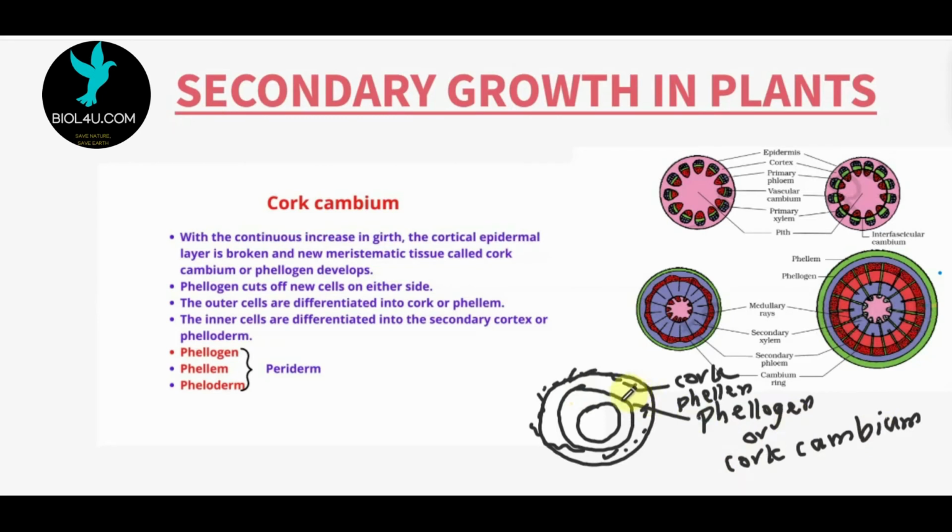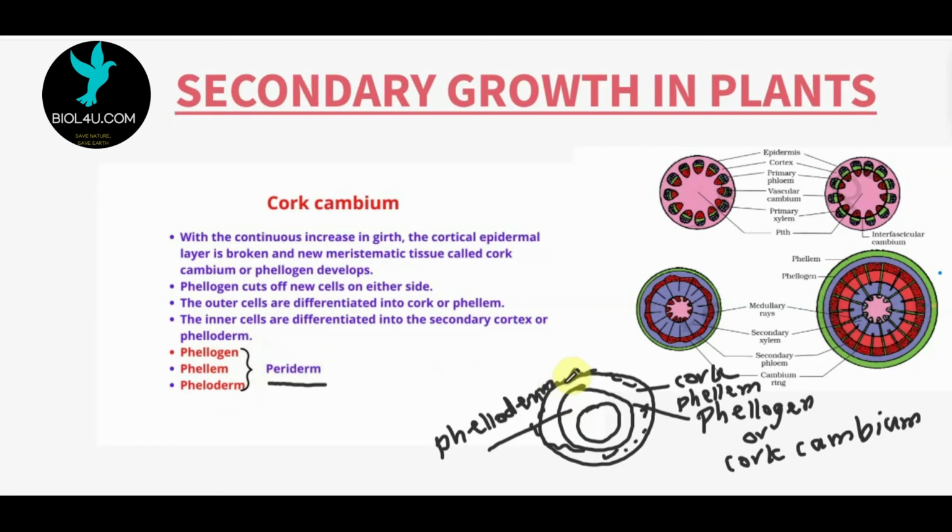This cork cambium produces new cells outside that become phellem, or cork, and new cells are produced inside. Some of the cells produced inside are differentiated into phelloderm. So inside it is producing the phelloderm, or the secondary cortex. So remember, this phellogen produces outside cork or phellem, and inside phelloderm or the secondary cortex. So the phellogen is the meristematic tissue that produces phellem outside and phelloderm inside, and all these three layers together are known as the periderm. So it is known as the periderm.